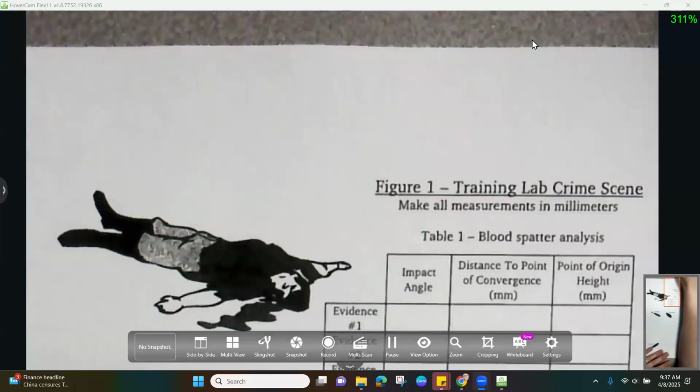Okay, so we are going to do the point of trajectory or point of convergence for blood drops today using the trajectory of the blood drops. When we are doing this, you're going to find the angle of your blood drop like we did last week, and then you're also going to, kind of like we did with bullets, draw lines to find out where the blood would have come from and then calculate the point of origin from there.